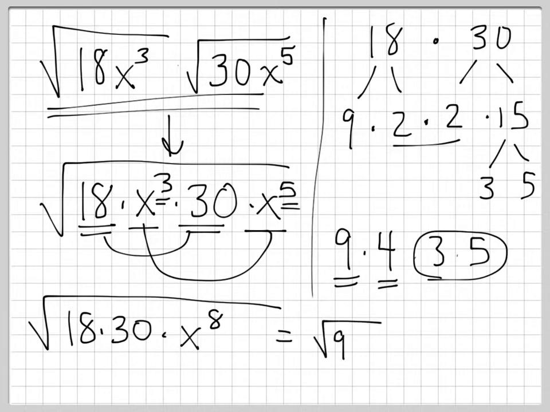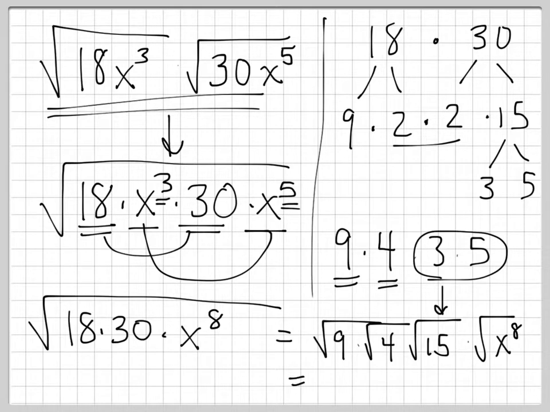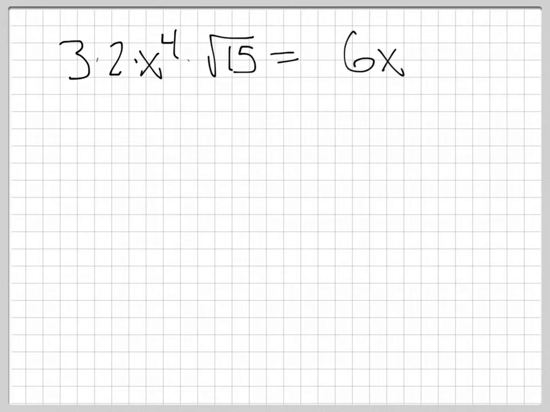equals the square root of 9 times the square root of 4 times the square root of 3 times 5, which is 15, times the square root of x to the 8th. And so we get 3 times 2 times x to the 4th times radical 15. And so our final answer, right, 3 times 2 times x to the 4th times radical 15 is just 6 x to the 4th radical 15.